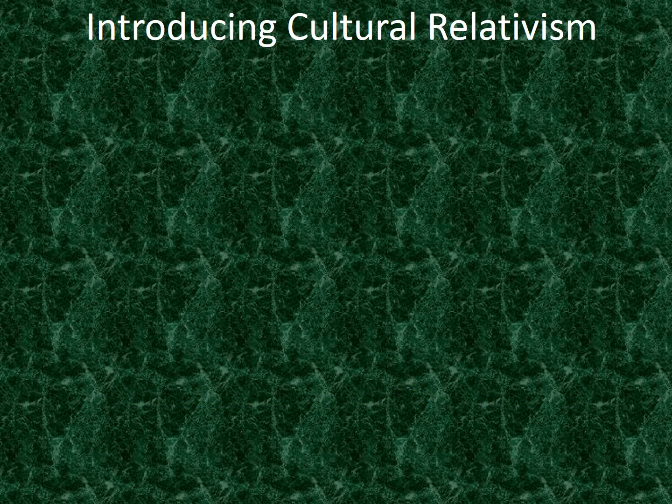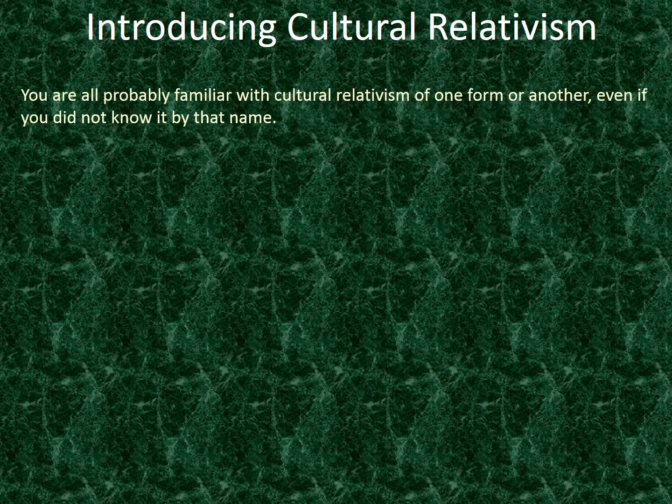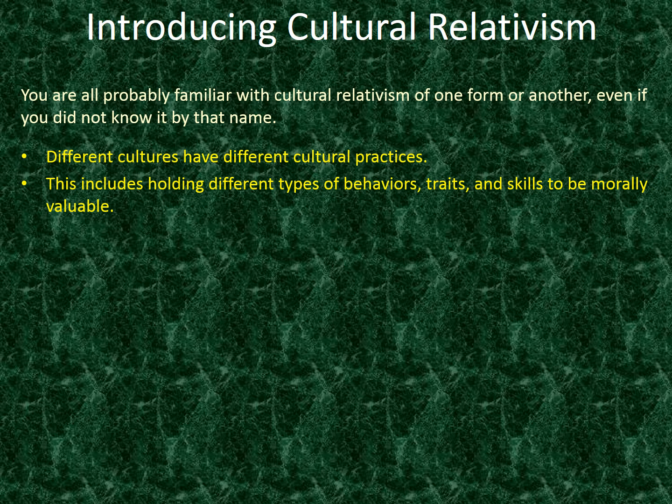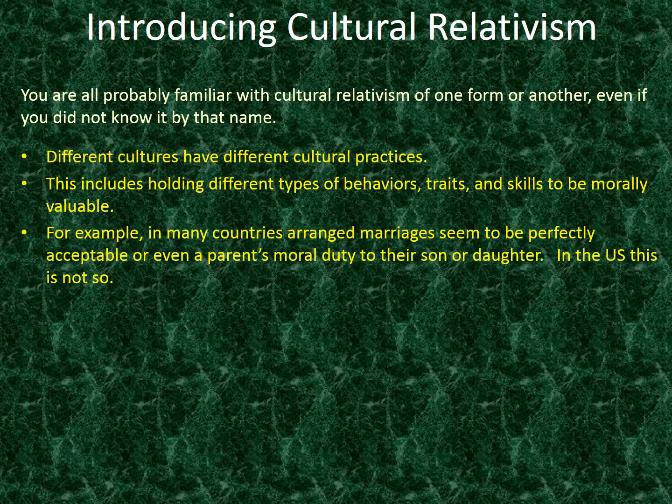So, what is cultural relativism? You are all probably familiar with the idea of cultural relativism of one form or another, even if you don't know it by that name. It is based largely on the idea that different cultures have different cultural practices, and this includes holding different types of behaviors, traits, and skills to be morally valuable. For example, in many countries, arranged marriages are seen to be perfectly acceptable or even a parent's moral duty to their son or daughter. In the U.S., this isn't so.